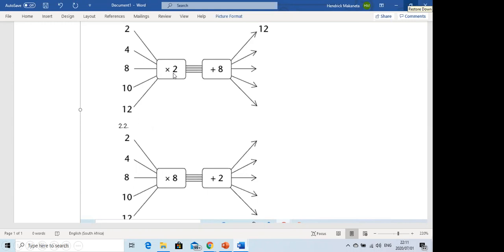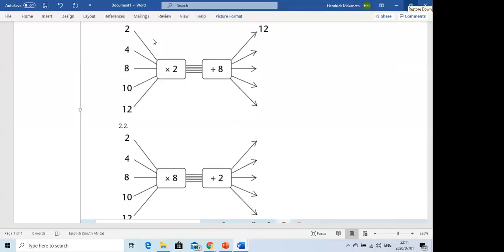So without any waste of time, I'm going to ask you questions now. I'm just going to zoom directly into the participants. I want us to use this flow diagram to find the outputs in this case. The first flow diagram is there. We will come to the second one. Let's start with the first. We have used 2 as an example. If you multiply 2 by 2, you get 4, and 4 plus 8 gives you 12. So the first output value there is 12.